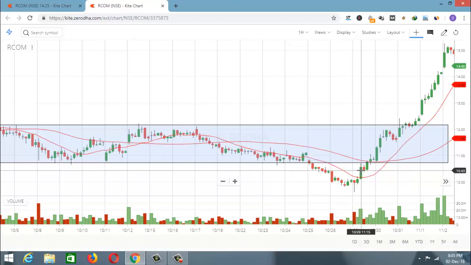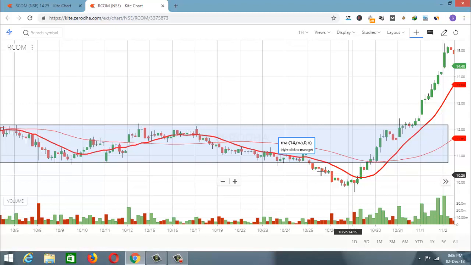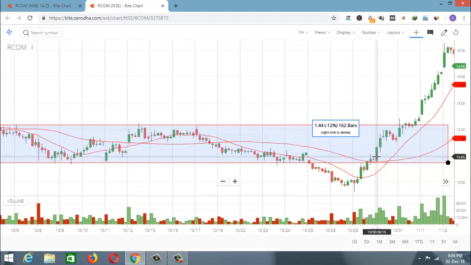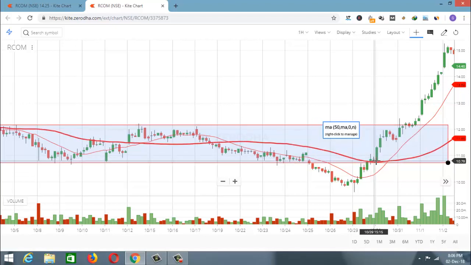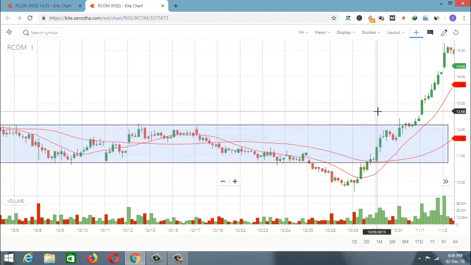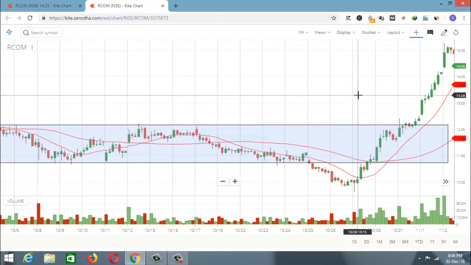So again, how could I get the benefit from this rectangle chart pattern when it was a fake breakout, if I could say that, right? Then it went into the range, and after getting into the range, I could have followed this, like I could have taken the benefit of this to touch it, right? Like this target.